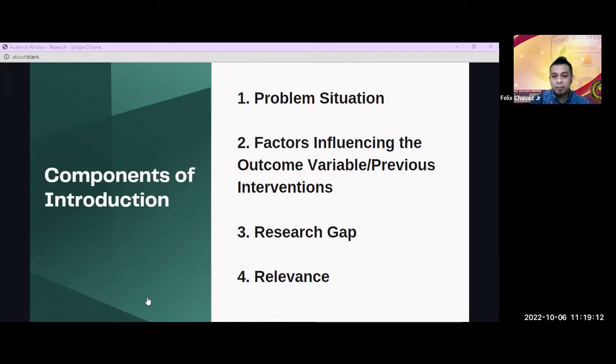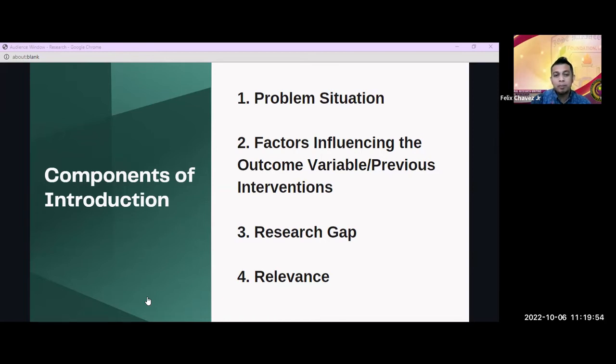It will be based on previously or recently updated literatures that are published. Okay, but not necessarily na hindi natin i-consider yung non-recent literature. But when we talk about problem situation, of course, this should be recent problems experienced by the society in relation to your problem. So the introduction has four basic components. We have the problem situation.